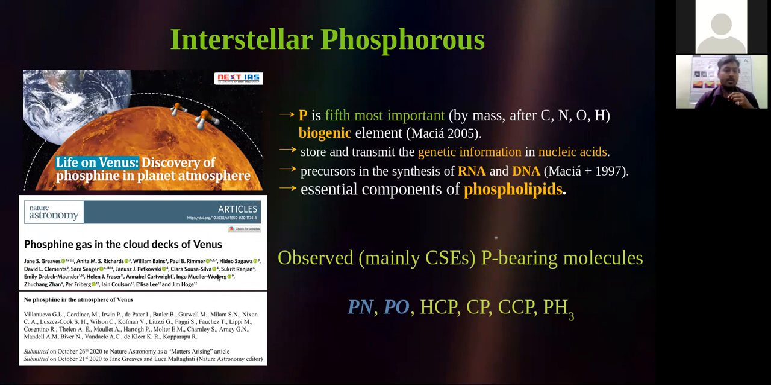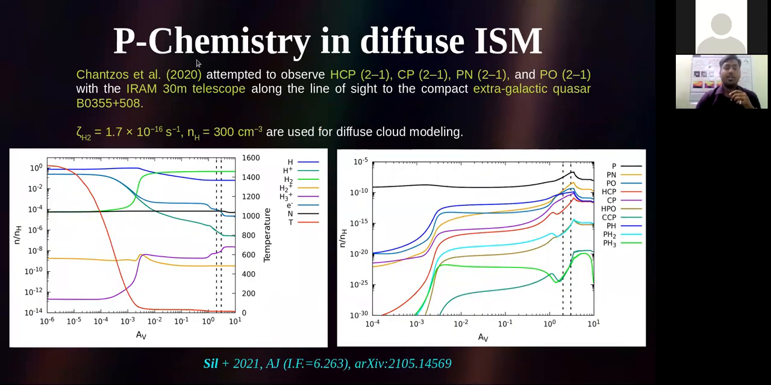So the recent detection of phosphine in the cloud decks of Venus made it a hot topic to model phosphorus chemistry. Observed mainly in circumstellar envelopes, the phosphorus-bearing molecules are PN, PO, HCP, CP, CCP, and PH3, and only PN and PO are observed in the star forming region. So for this purpose, we modeled phosphorus chemistry in the diffuse interstellar medium, motivated by the work of Chantzos et al. 2020. They attempted to observe these phosphorus-bearing molecule transitions towards an extragalactic quasar source, and they could not observe these molecules, but they set a 3 sigma upper limit on their detection.